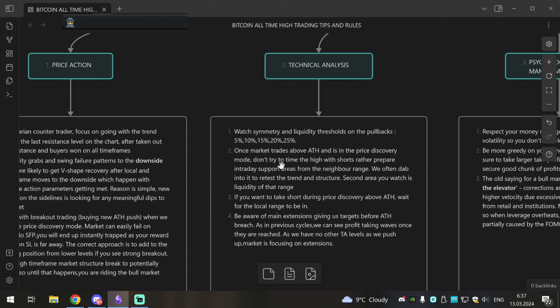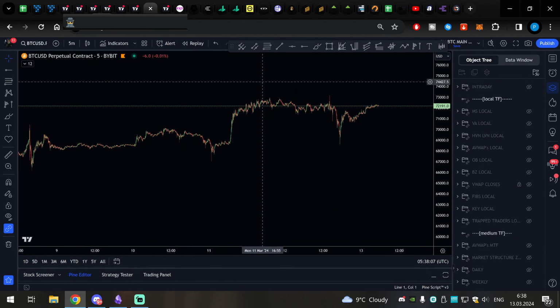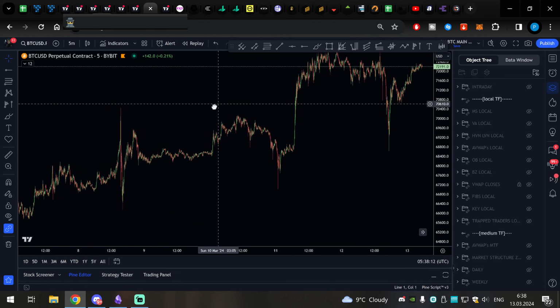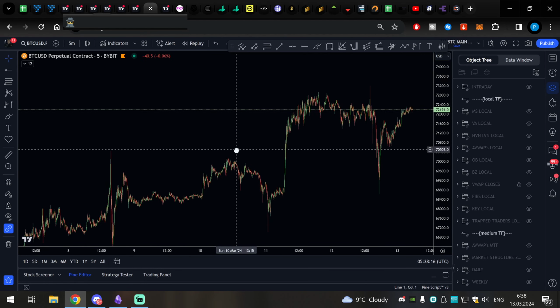Another rule: once market trades above all-time high and is in the price discovery mode, don't try to time the high with shorts. Rather prepare intraday support areas from the neighbor range. We often dip into it to retest the trend and structure. Second area you watch is liquidity of that range. So we can do an example of what happened just yesterday, because this is very fresh all-time high trading, but this is gonna repeat. I traded this in 2021 and it's gonna repeat the same way.